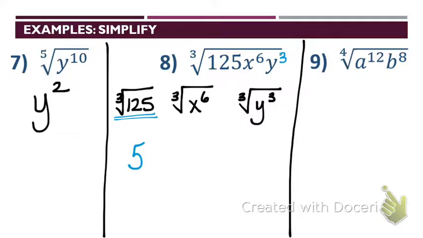But now when we talk about variables, if I have 6 people, how many groups of 3 can I make? 2. So that would just be x squared. And then if I have 3 people, how many groups of 3 can I make? Just 1. So that would just be y, or you can say y to the first. Go ahead and try to do number 9 by yourself.